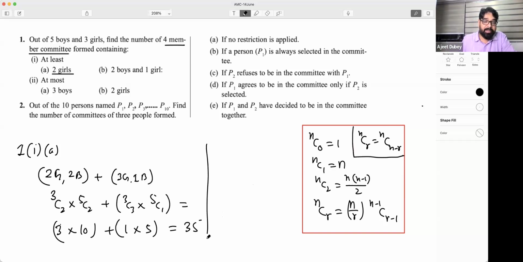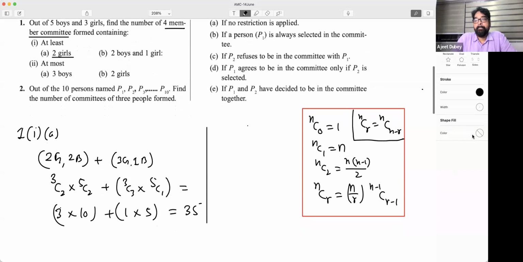So B bit, please answer everybody. B bit answer. Try to keep camera on if possible. It will be much easier.